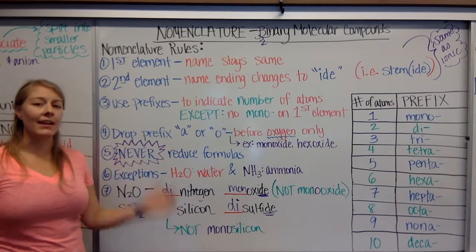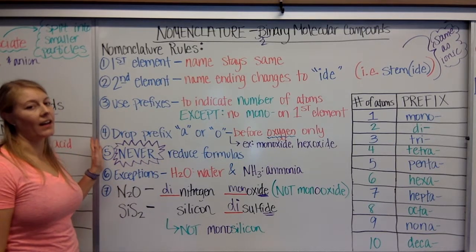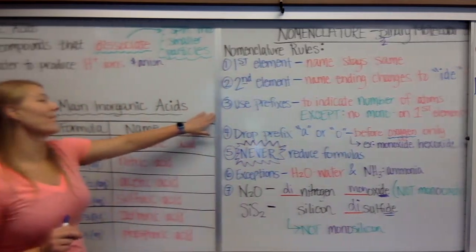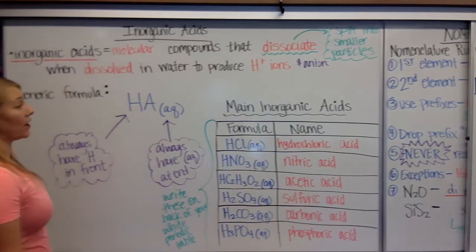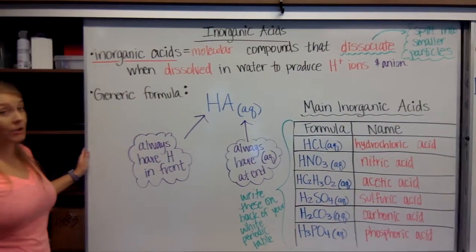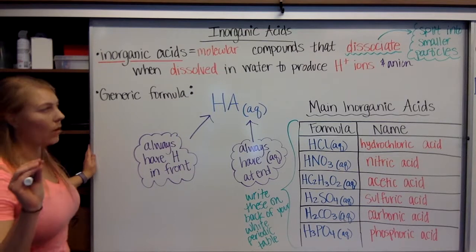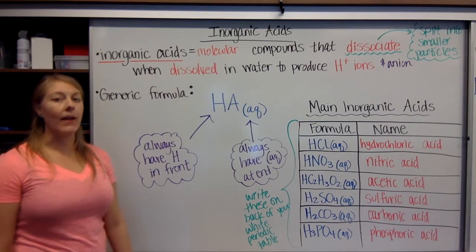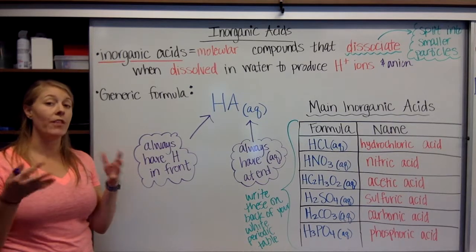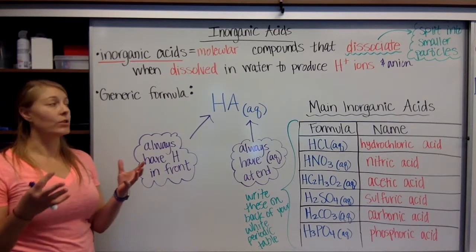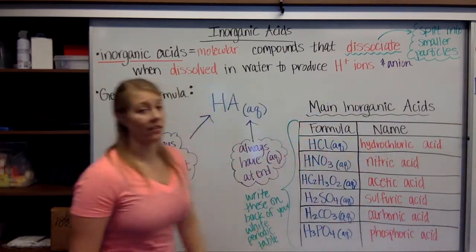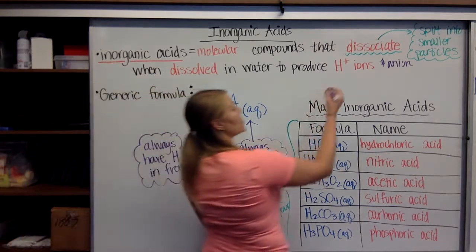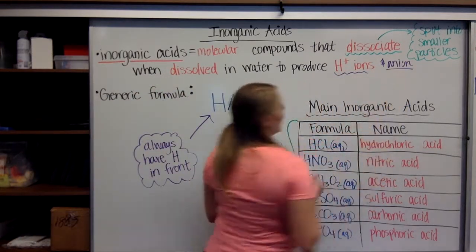That's it for naming. Again, it is quite a bit easier than ionic. It will get complicated when we add the 2 together. But the last thing I want to look at is a specific subcategory of molecular compounds. And these actually do conduct electricity, but they're like the only molecules that do. But these are inorganic acids. They're molecular compounds that actually, when you dissolve them in water, will dissociate, which means they'll split into smaller particles. And these smaller particles that they break into are actually ions. They'll break into a hydrogen ion and an anion.